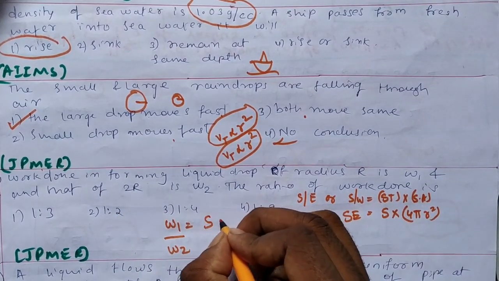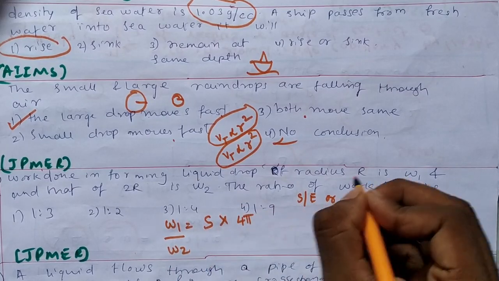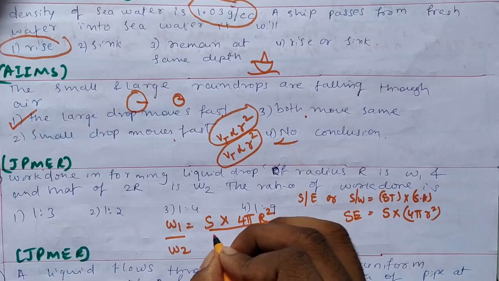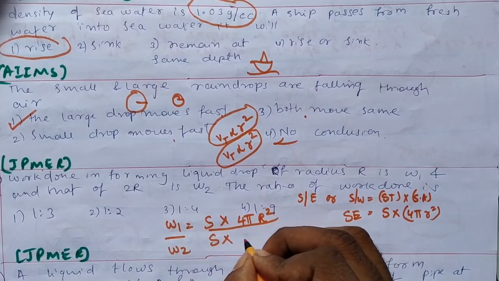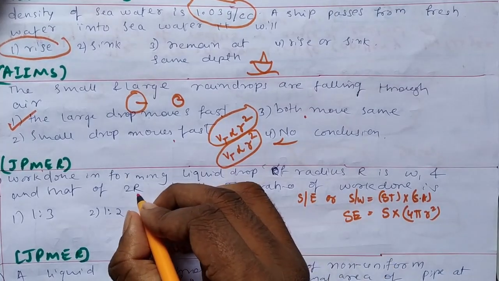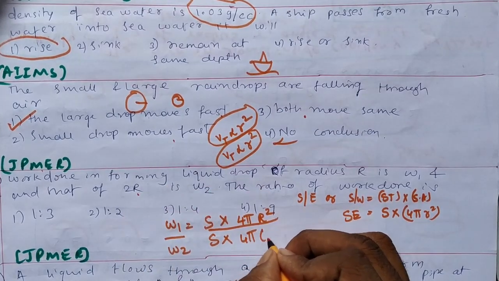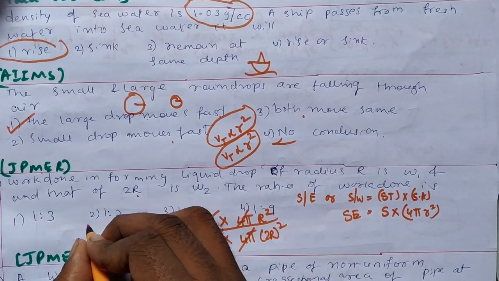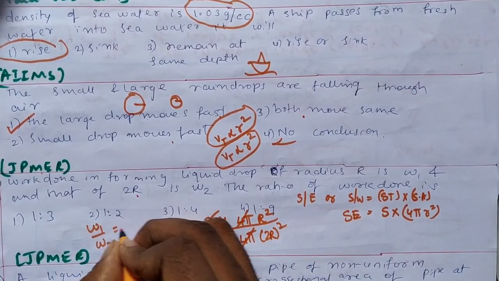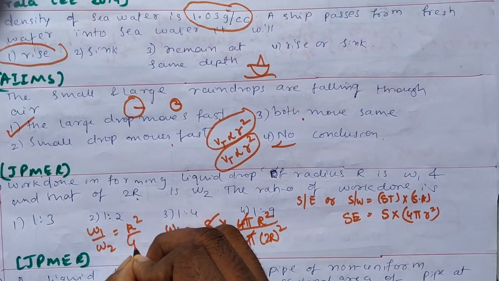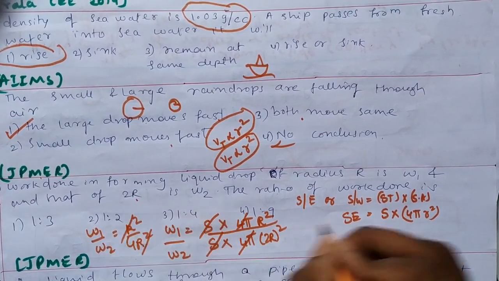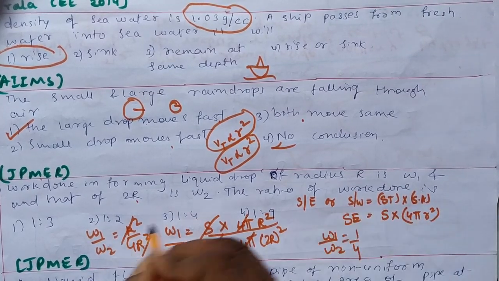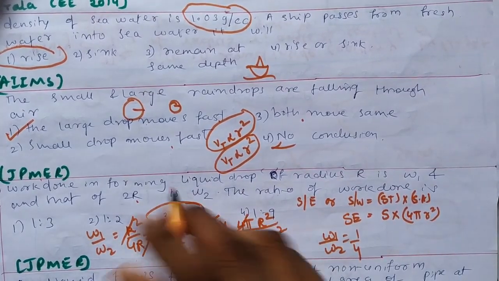Surface tension is S, we take 4 pi, and the first radius is r, so it becomes 4 pi r square. For the next one, surface tension is S, 4 pi, and its radius is 2r now, so 2r whole square. This 4 pi S gets cancelled, so W1 by W2 becomes r square divided by 4r square. The r square cancels, so W1 by W2 will become 1 by 4. Okay, so which one is the option? The option will be 1 by 4.